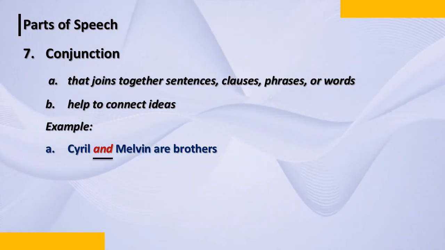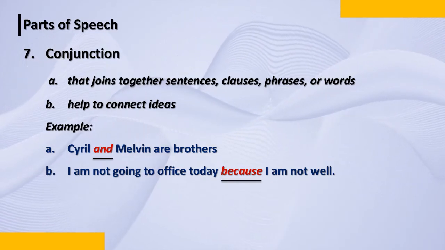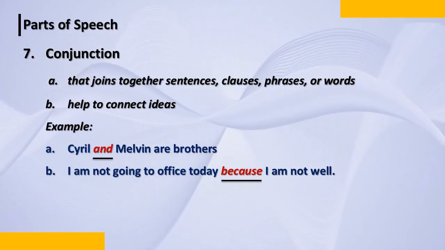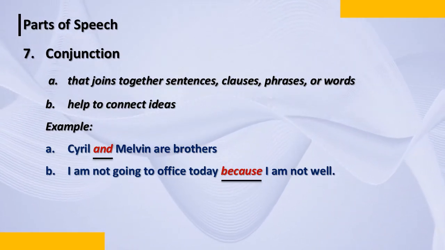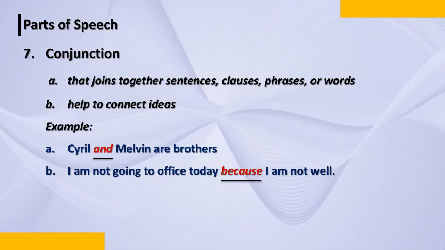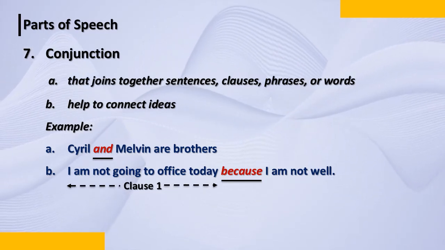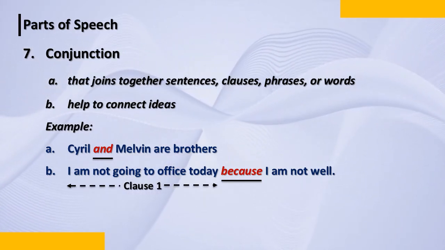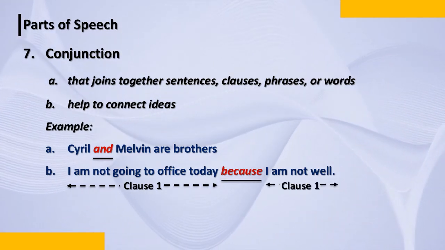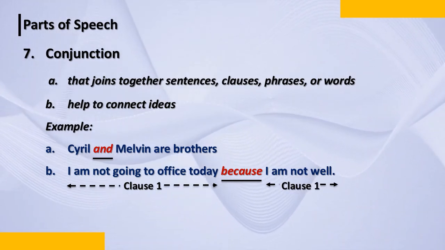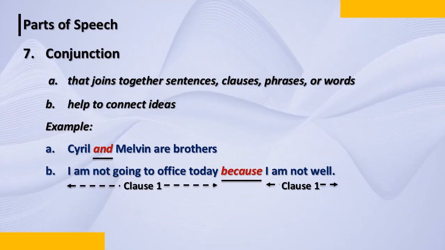And is a conjunction. I'm not going to office today because I am not well. Because is a conjunction, because I'm adding two clauses here. Two sentences here. I said conjunction is something which can add two sentences also. The first one is, I am not going to office today. Clause 1. Then you have the clause 2. I am not well. Why am I not going to office? The reason is I am not well. And what is the result? The result is I am not going to the office.